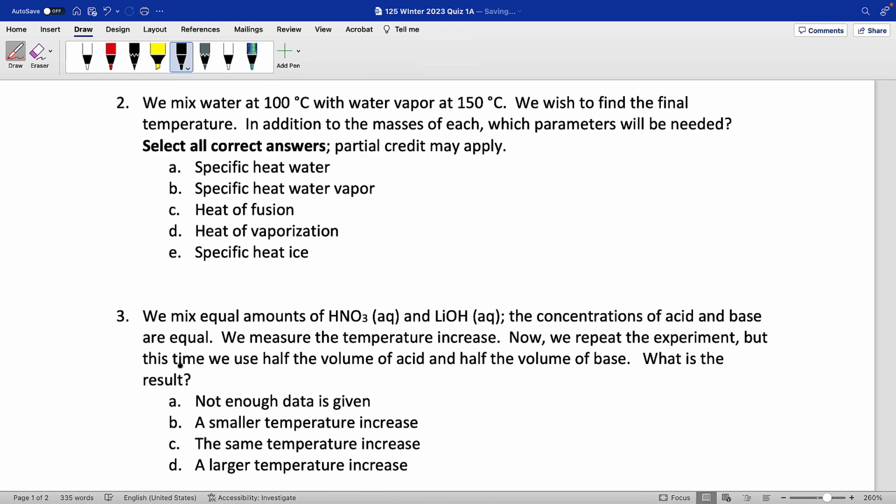All right, we mix water at 100 degrees C with water vapor at 150 degrees C, and we want to find the final temperature. Which parameters do we need?